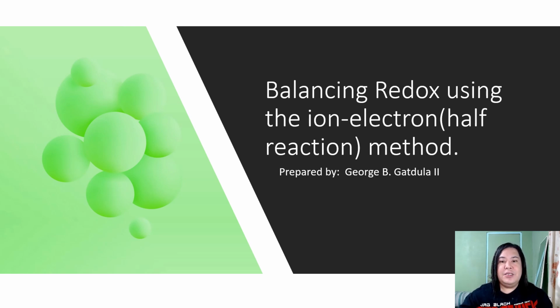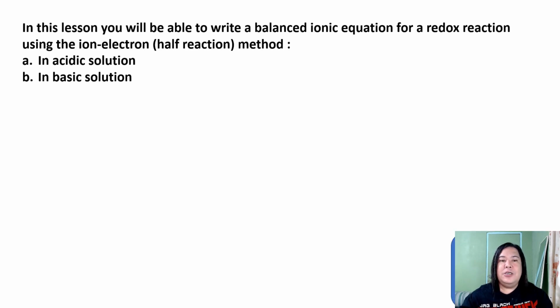For today, we'll be discussing all about balancing redox using the half reaction method, or the ion electron method. In this lesson, you'll be able to write a balanced chemical equation or the ionic equation for a redox reaction using the ion electron method. There are two ways in balancing redox. Using the half reaction method, we can balance it in the acidic medium or in the basic solution.